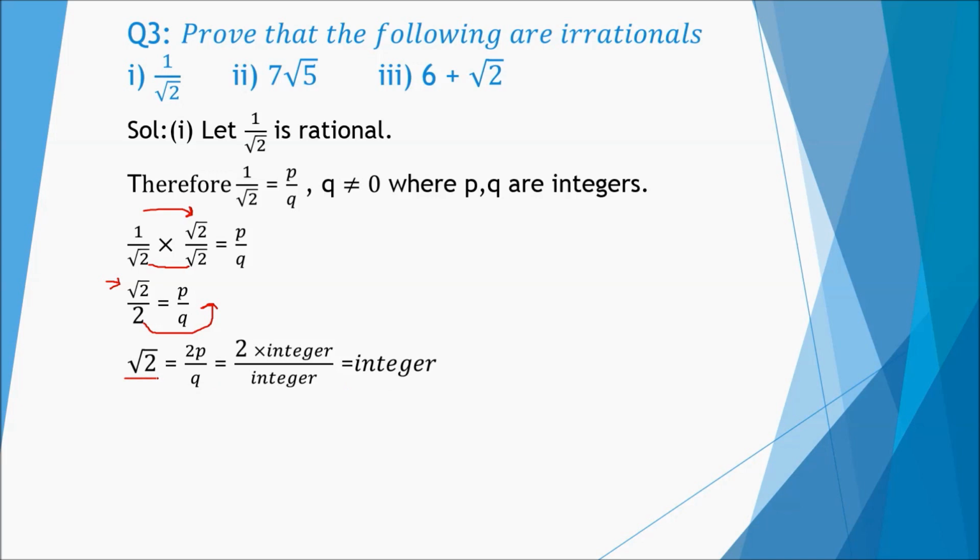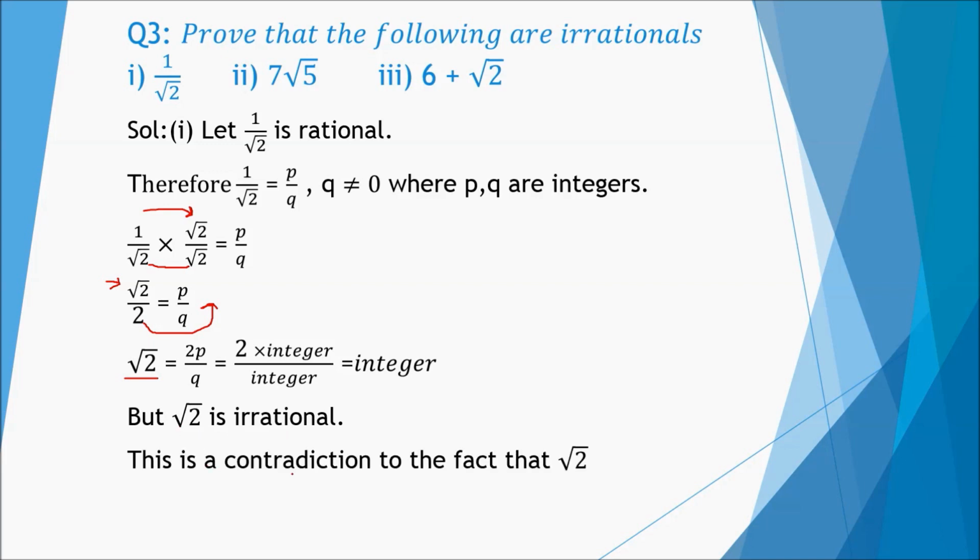But this square root of 2 is irrational. As square root of 5 is irrational, similarly square root of 2 is irrational. This is a contradiction to the fact that square root 2 is irrational. It means what we assumed is wrong. It means 1 divided by square root of 2 is not rational, it is irrational. Therefore, 1 divided by square root of 2 is irrational.